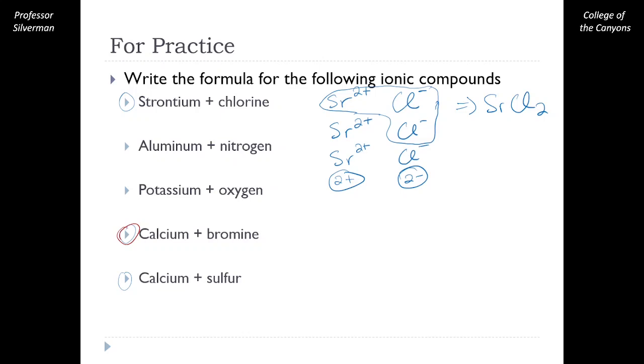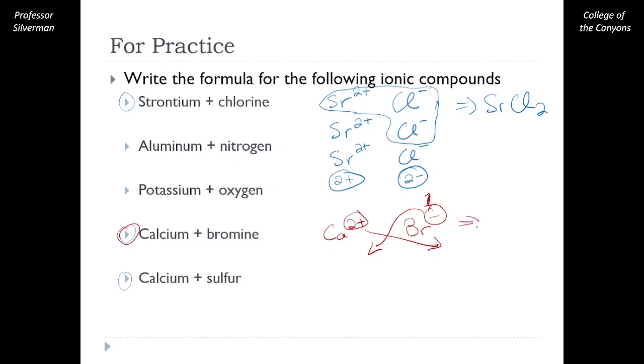Jumping down a couple problems, if we have calcium and bromine, again, we can figure out the charges that are present using the periodic table. Calcium 2 plus, bromine has a charge of -1. Let's do our second method this time. We can take that 2 plus, turn it into the subscript for our bromine. Let's take our -1, well, we'll take just the number 1, and turn that into the subscript for our calcium.